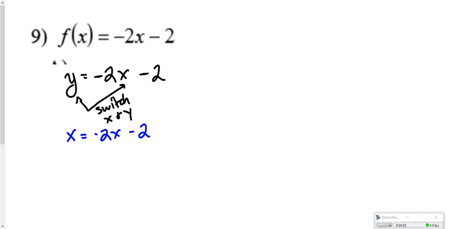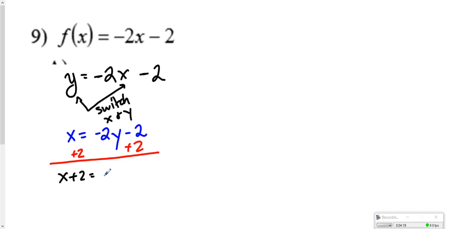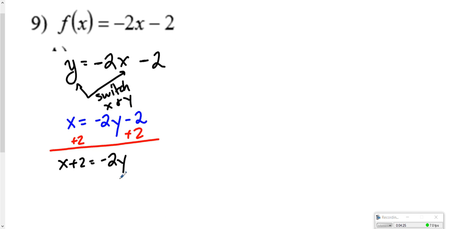Oops, I wrote the x down twice. x equals negative 2y minus 2. Again, we need to add 2. And we're going to have x plus 2 equals negative 2y. Next, we're going to divide each side by negative 2. Remember, you're going to divide x plus 2 all by negative 2. And then we have x plus 2 divided by negative 2 equals y. I'm going to just rewrite the y on the left-hand side.